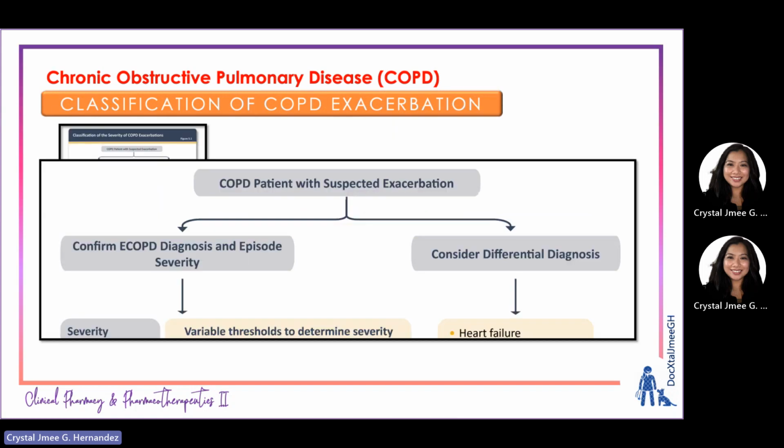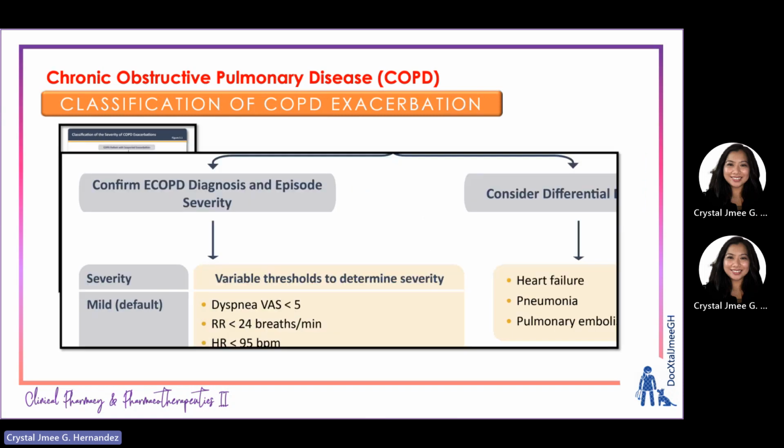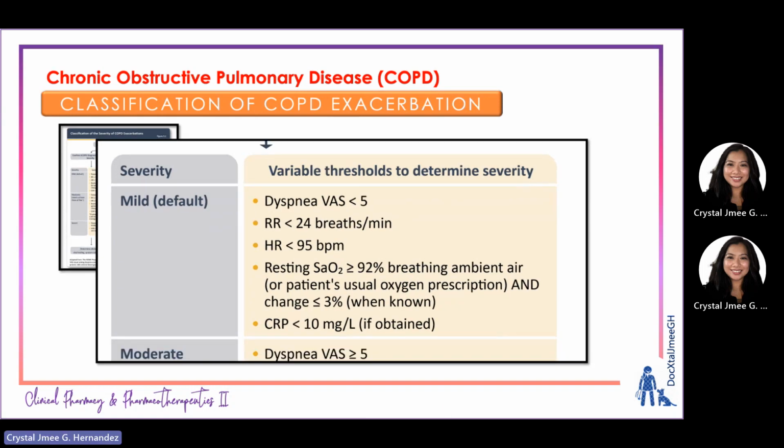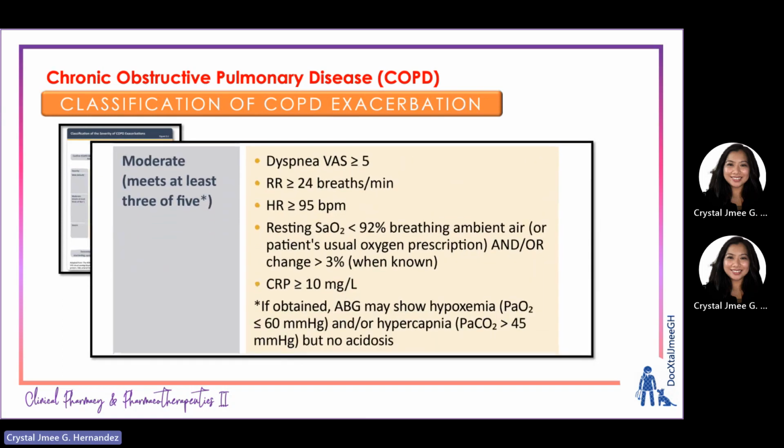So, if I may enlarge this one, COPD patient with suspected exacerbation, we need to confirm the diagnosis and episode of severity. So, first, we look at the severity. So, for mild, these are the values or the variable thresholds to determine the severity. We also have moderate, where the requirement is that it meets at least 3 of 5 of the different signs and symptoms provided here.